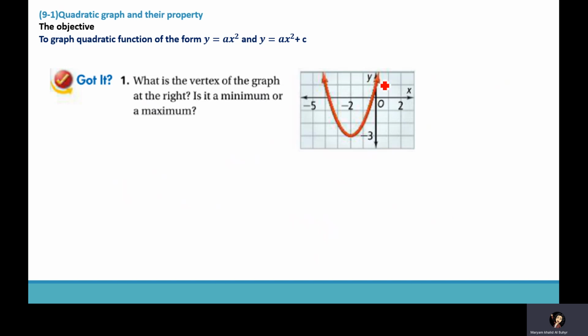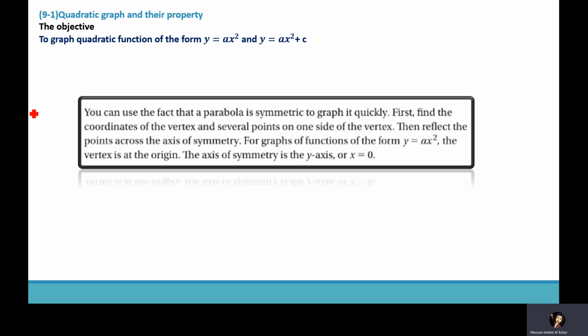We can easily have this exercise or just as an application for the first problem. What is the vertex of the graph at the right? Is it a minimum or maximum? It's open upward, so it's a minimum point. And the vertex, let's read it, is -2, -3. So this is the point.